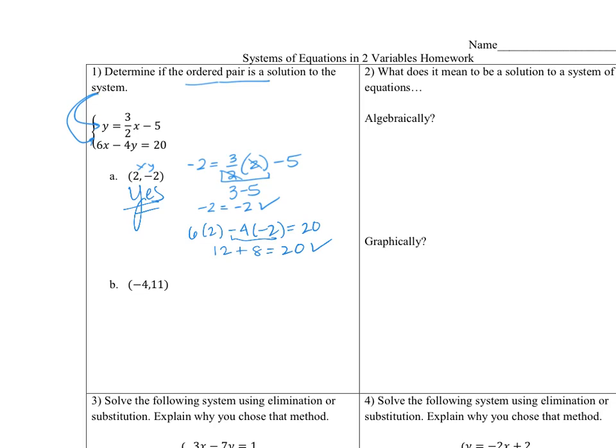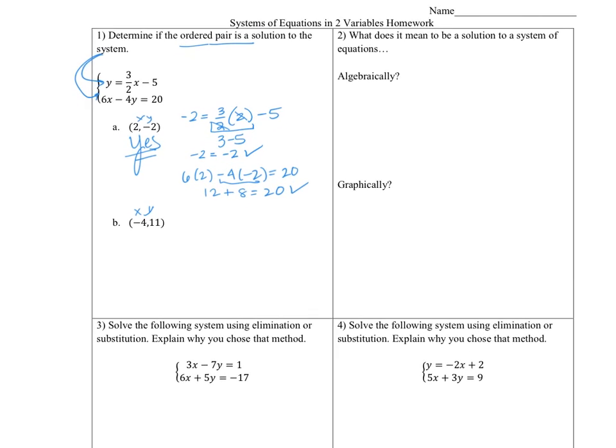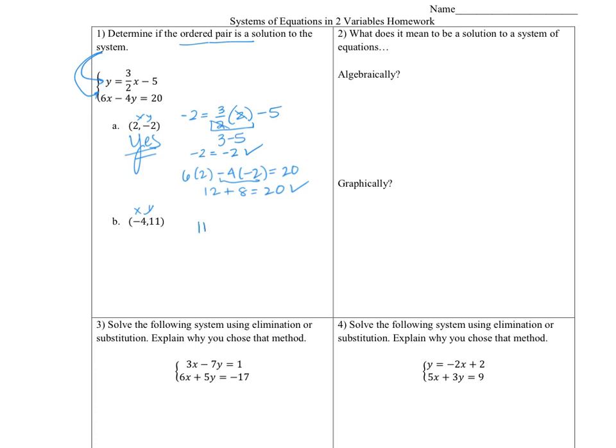So then when we check the negative 4 for 11, let's see what we get. 11 is equal to 3 over 2 times negative 4 minus 5. So 3 over 2 times negative 4, this right here will be negative 12 over 2, but that's really just negative 6. Minus 5 does equal, wait a second, it equals negative 11, not positive 11. So nope, can't work.